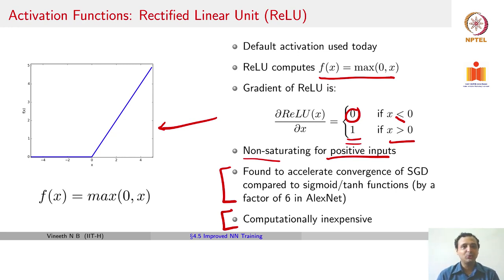All that you need to do in an implementation is threshold and just move on. If it is greater than 0, just take the value and move on. If it is less than 0, set it to 0 and move on.